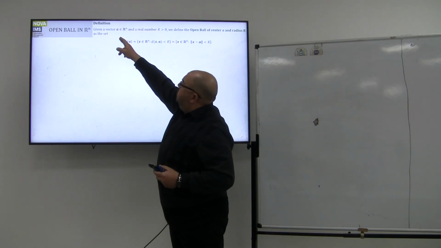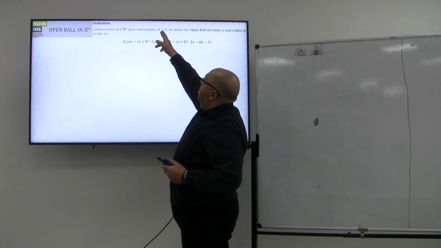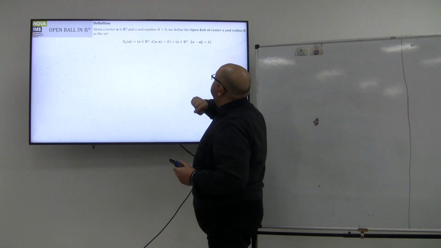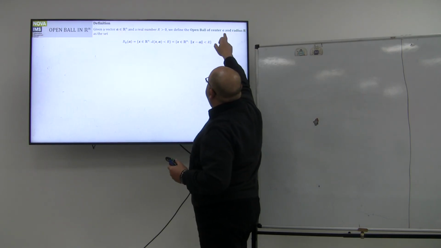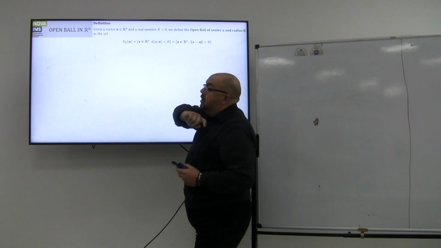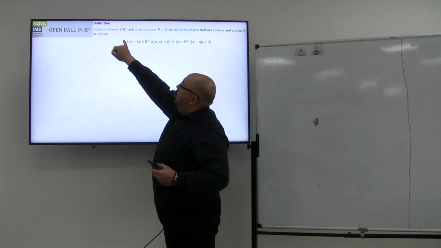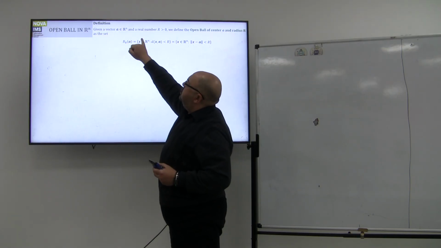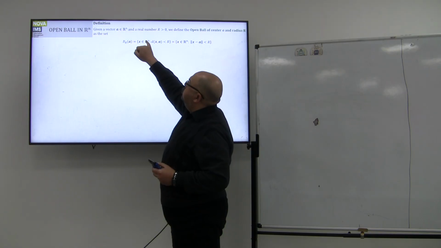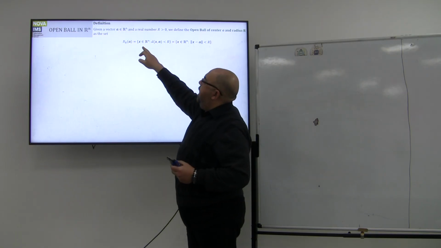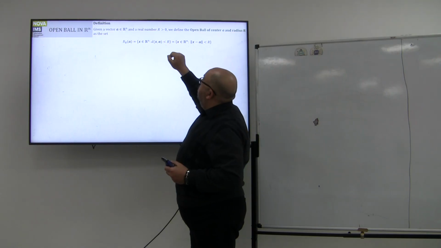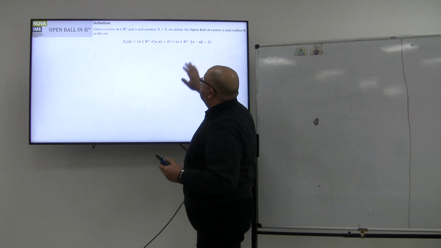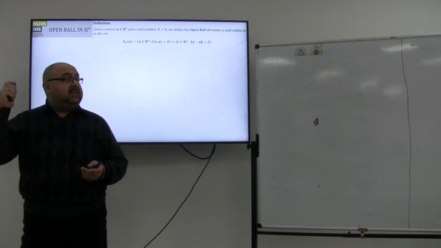Given a vector a belonging to Rn and a real number r greater than 0, in most cases we also use epsilon greater than 0, we define the open ball of center a and radius r as the set. It is said like this: the open ball at a with radius r is equal to all the points x belonging to Rn such that the distance from x to a is less than r. Also, the distance between x and a, as we saw in the previous slide, is the distance between x minus a, or the norm of x minus a.